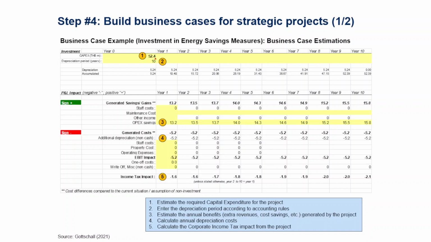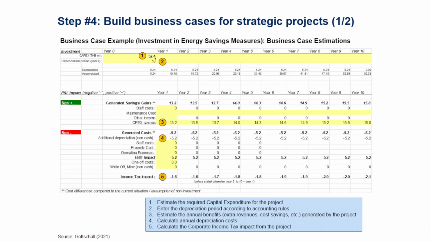And in the second step, I have to enter the depreciation period. So this depends on accounting rules, internal standards, as well as the country's accounting rules. And these kinds of chillers, air conditioning units, are depreciated over a period of 10 years, which is their useful life, the assumed useful life. So this 52.4 million baht has to be depreciated over 10 years.